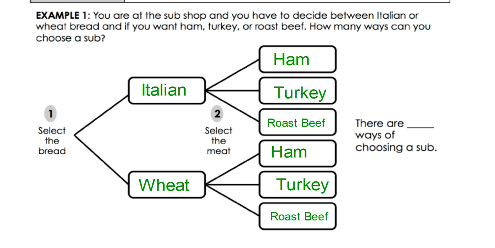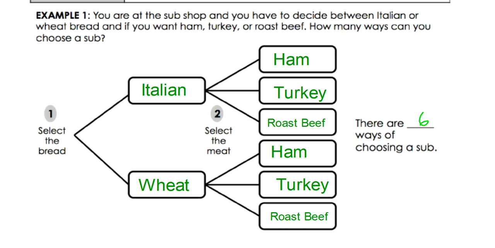So that's what our tree diagram would look like. We obviously are repeating the meat because we can have it with the Italian or we can have it with the wheat, so we repeat it down there. When we count those, there are 6 different ways that we can choose a sub. So one way to start counting different options with things that can be broken down into different stages is to draw this tree diagram and then count the possible outcomes at the end.